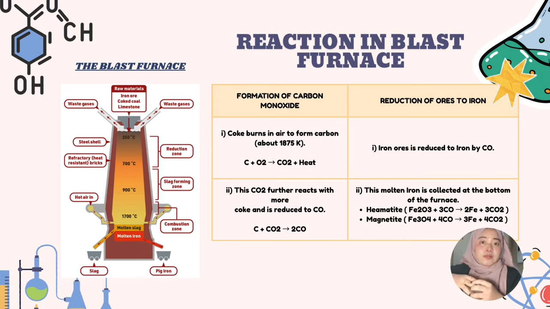There are two main chemical phases occurring simultaneously. Phase A is the formation of carbon monoxide. Before the ore can be reduced, we must create a reducing agent. Coke burns in the air at roughly 1875 K, producing heat and carbon dioxide. C + O2 → CO2 + heat. The CO2 then reacts with more coke to be reduced to carbon monoxide. C + CO2 → 2CO.